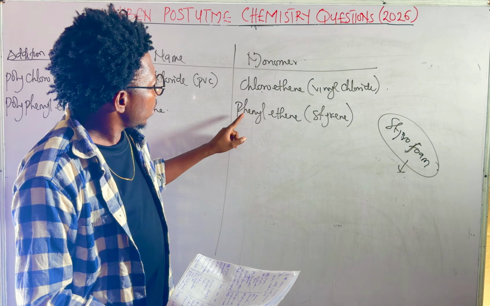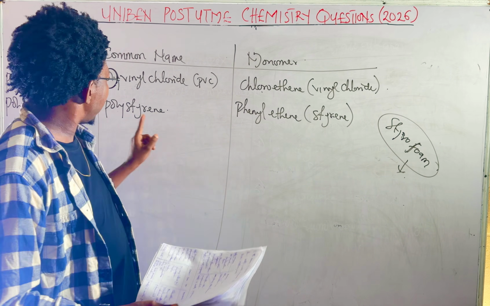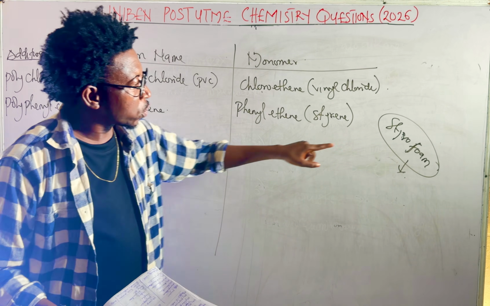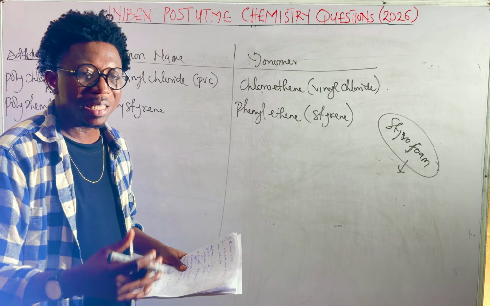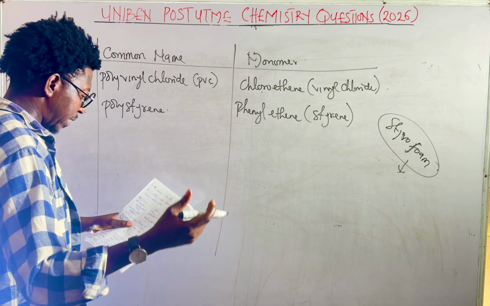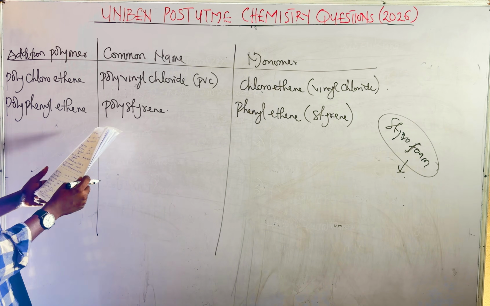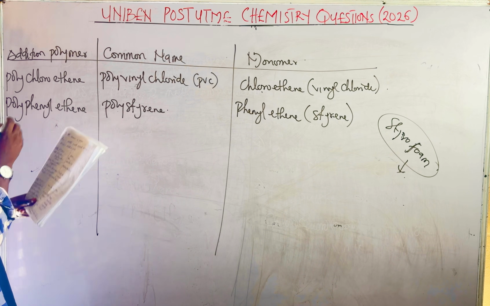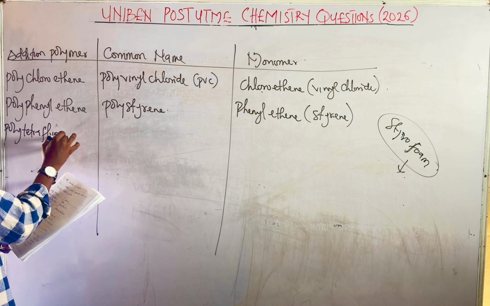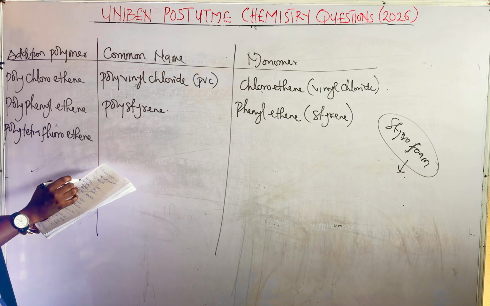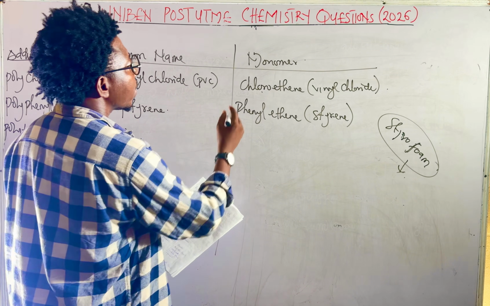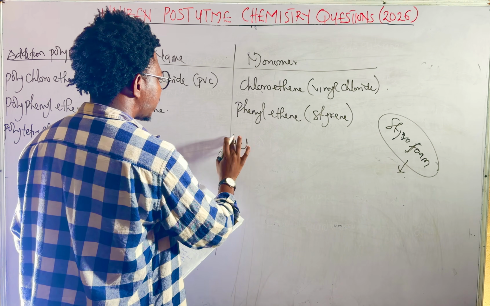Those white foaming substances are used to protect your new television and any appliance. Once polystyrene has air or a foaming agent blown into it, we are going to have what we call styrofoam. It's also used to make disposable cups and plates. Now the next we are going to look at is polytetrafluoroethene. The common name for polytetrafluoroethene is Teflon. Take note of that. Now the monomer is tetrafluoroethene.